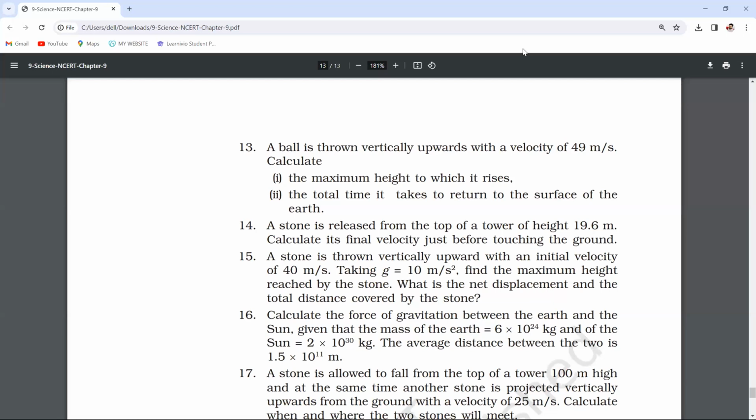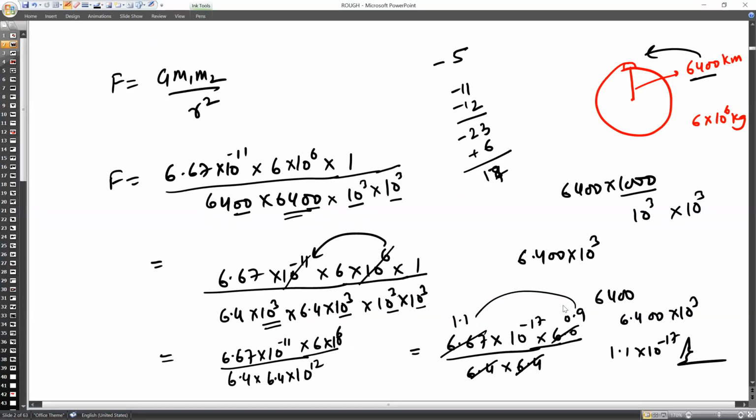Dear students, in the previous question, we have made a slight mistake. And what was that mistake? By mistake, I have taken the mass of the Earth as 6 raised to the power 6, but it is 24. So I was thinking again and again how this value can be negative, because there is a force between these two. So how can it be negative? Actually, this was taken mistakenly wrong.